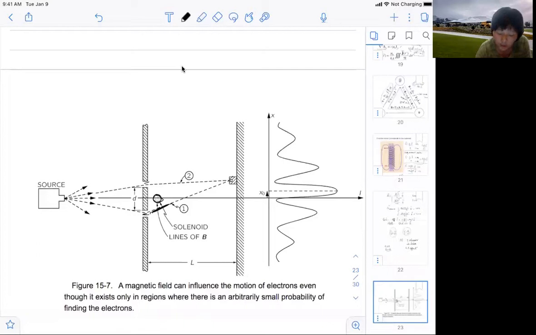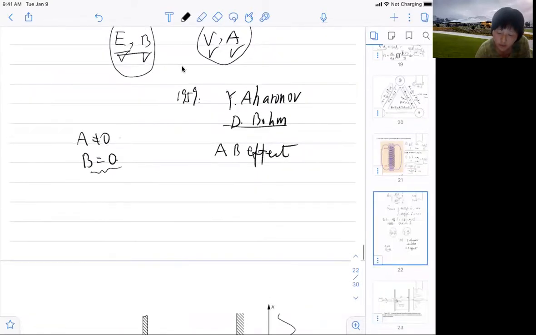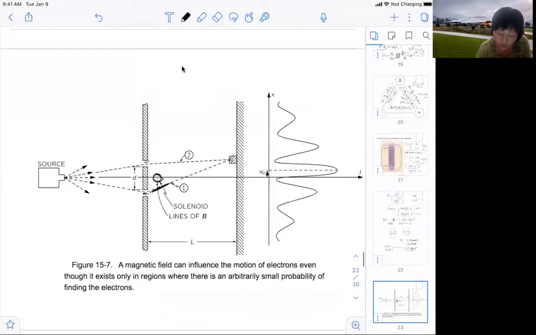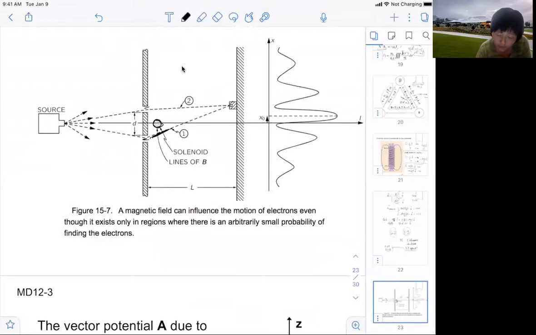So this is named after Aharonov and Bohm for the AB effect. It's very interesting because the initials of the scientists are AB, and it's also describing the relationship of the A field and B, so it's called the AB effect. I just wanted to mention that briefly.